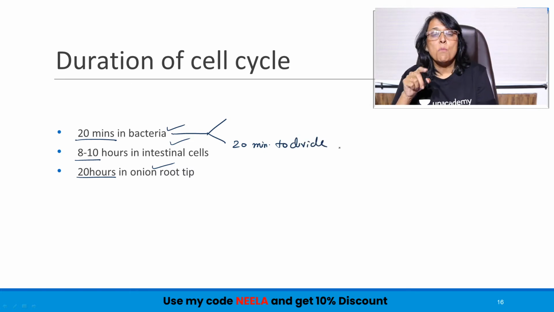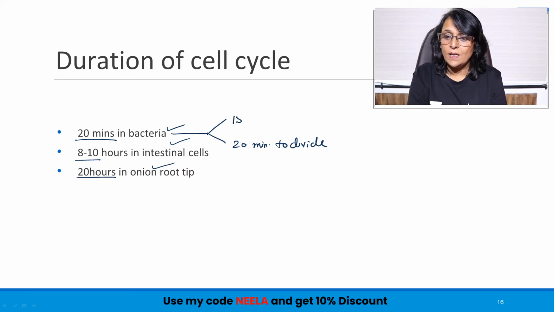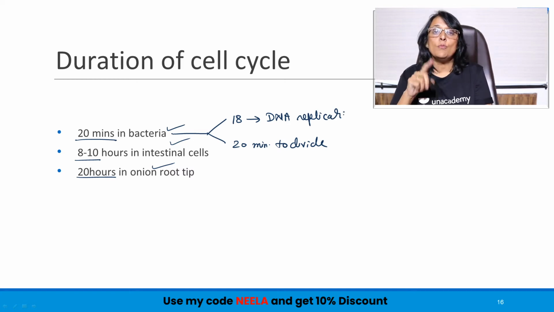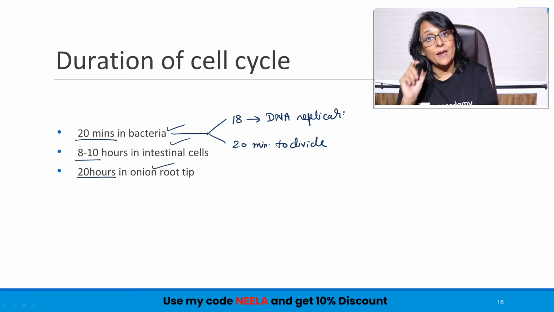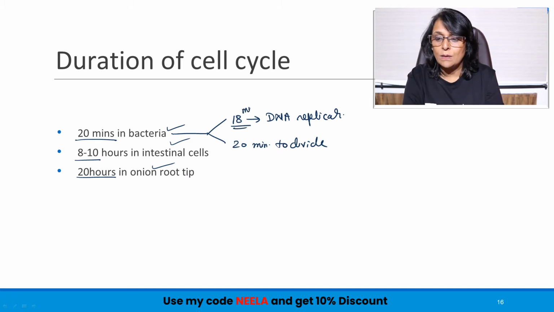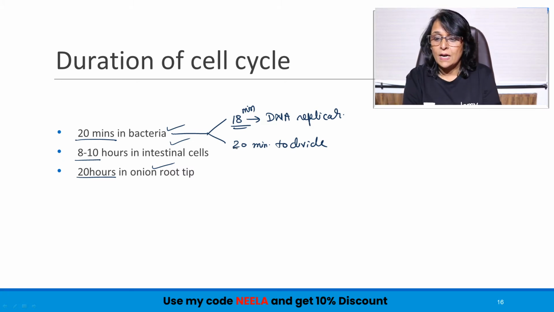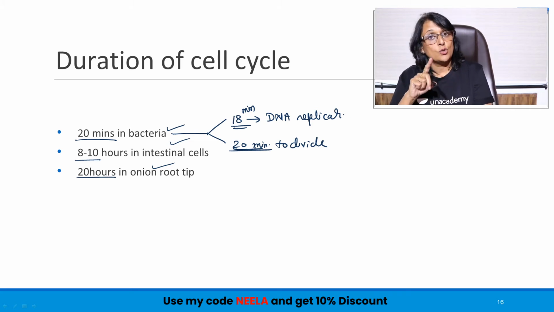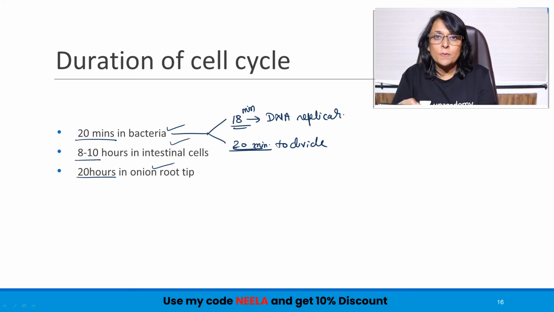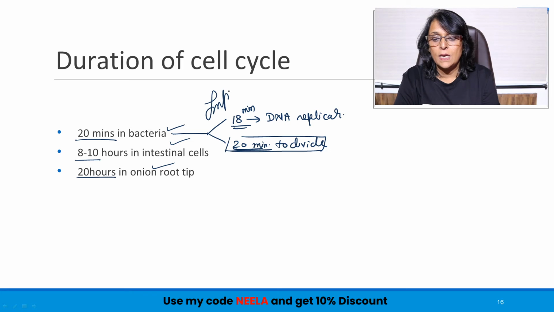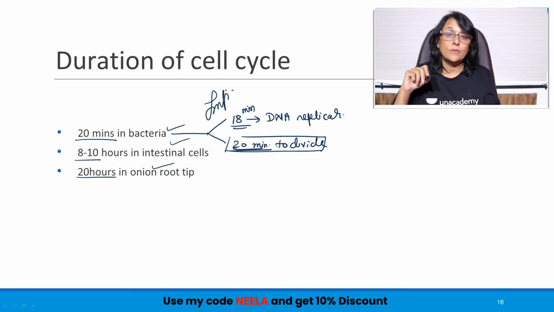And in this, maximum time is taken for DNA to divide. So 18 minutes actually are required for DNA replication. So if a question is asked, how much time is required in bacteria for replication, our answer is going to be 18 minutes. And if the question is how much time is required for bacteria to divide, our answer is going to be 20 minutes. So 18 minutes are for DNA to divide and then 2 minutes take place for cytokinesis. So total 20 minutes. This is very important. Questions have been asked on this particular point.